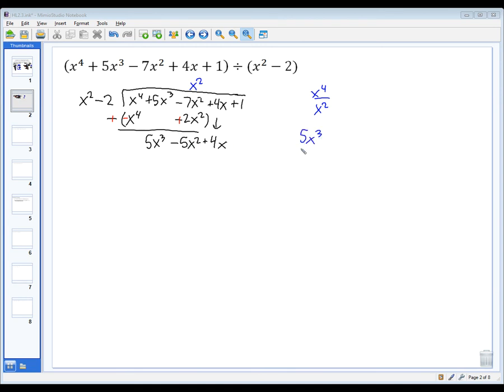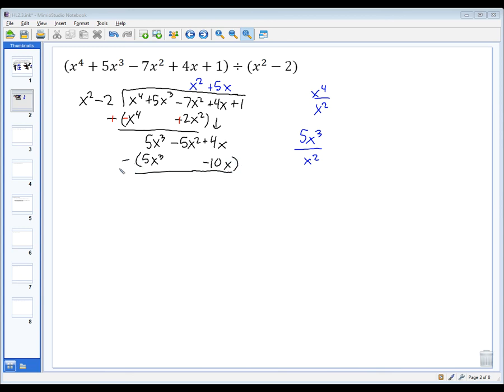First term on the inside is 5x cubed. First term on the outside is x squared. So 5x cubed divided by x squared is a positive 5x. Now multiply. That gives me 5x cubed minus 10x squared. Except that's minus 10x. So be careful again. Multiply, you get minus 10x. So put the minus 10x underneath the 4x. Match them up. Line them up in the correct spot.